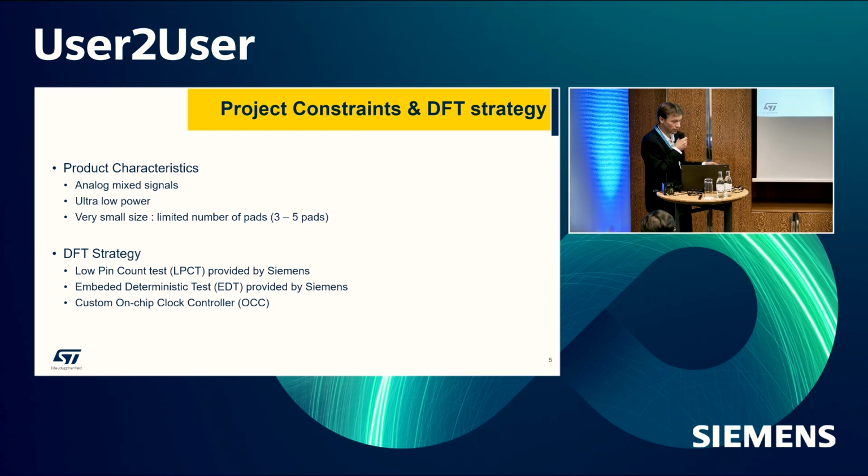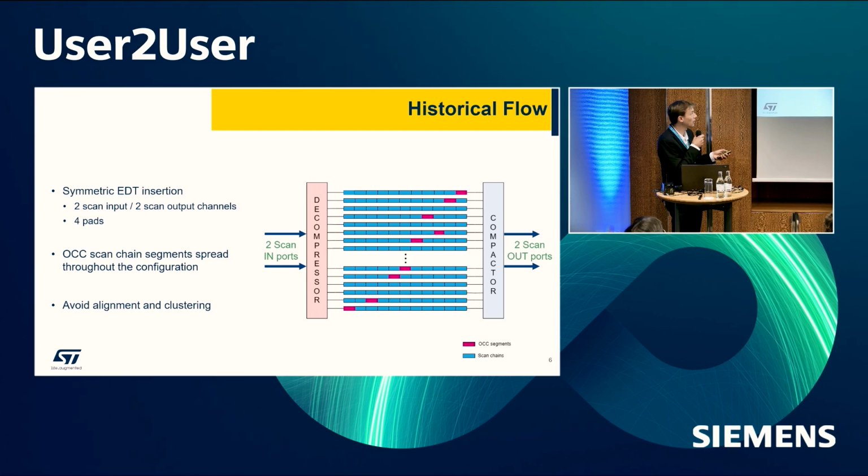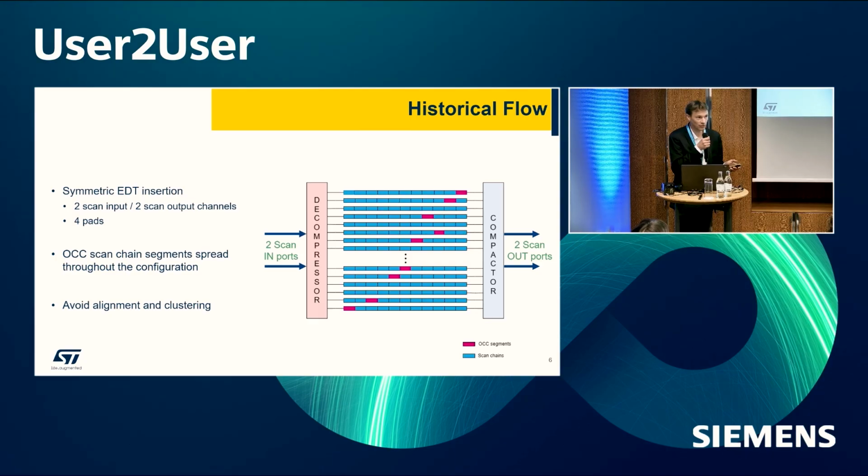Okay, so these are the different elements that they use, and this allows them to address all the different challenges that you have listed just here. Okay, moving on. So this is a little bit about their traditional flow, historical flow. You should know this kind of diagram that we see with the traditional scan chains in blue here, the decompressor and compactor, and scan channel in and scan channel out. Okay, that should be familiar to everyone, hopefully.